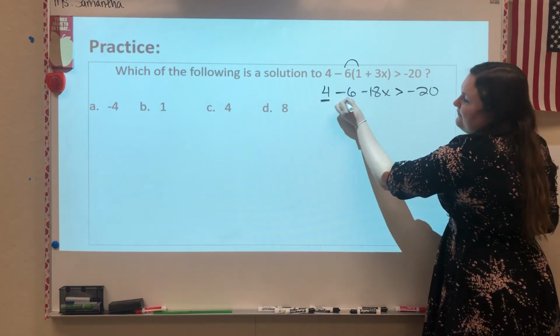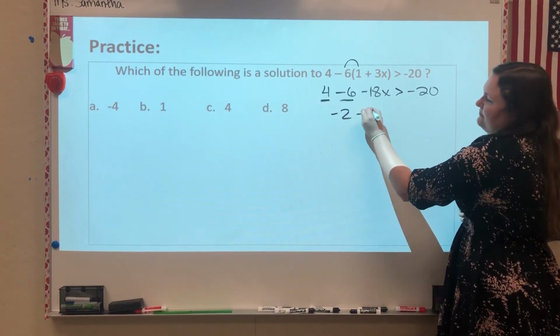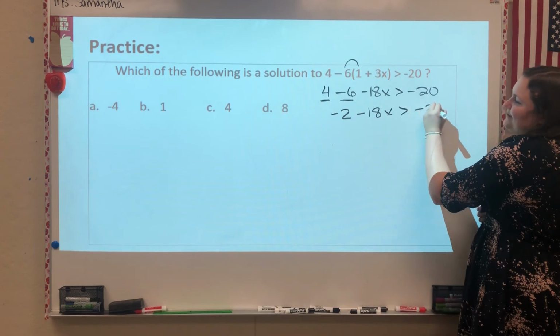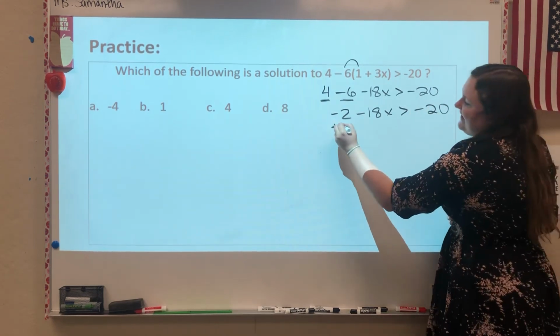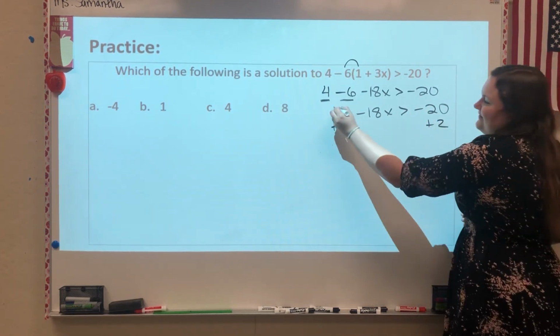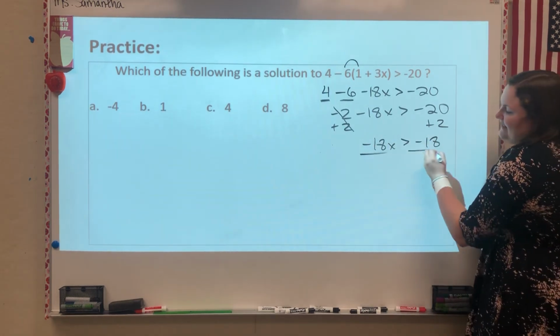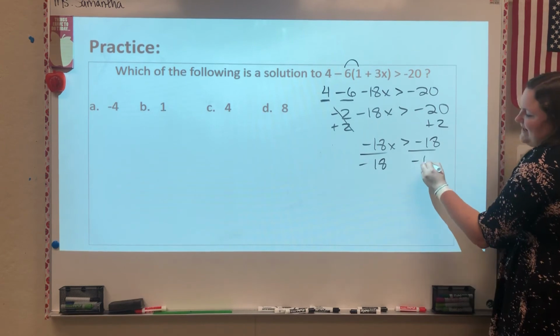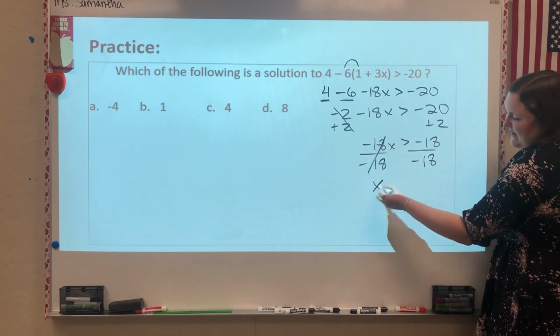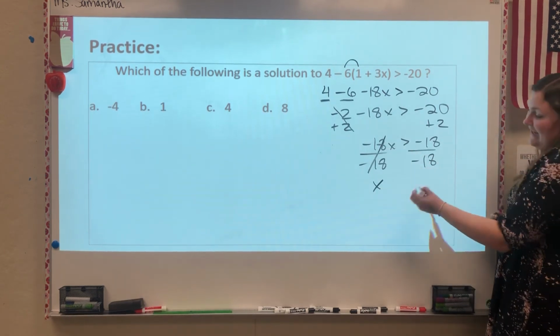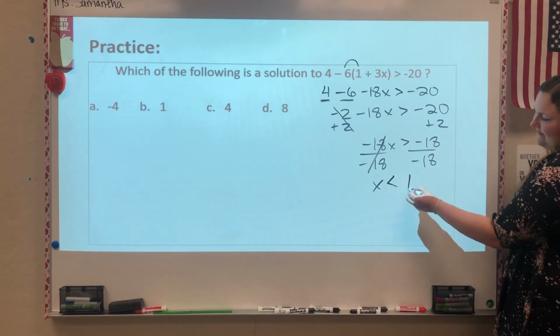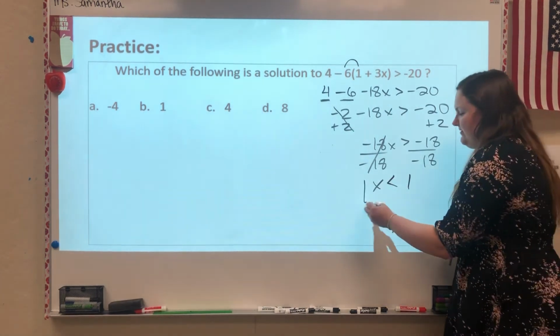We could then say 4 minus 6 is negative 2. Minus 18x is greater than negative 20. I could add 2 on both sides. That gives me negative 18x is greater than negative 18. Last step is dividing both sides by negative 18. That gives me x. Now because I divided by a negative, I want to change my inequality sign. So we get this as our answer.